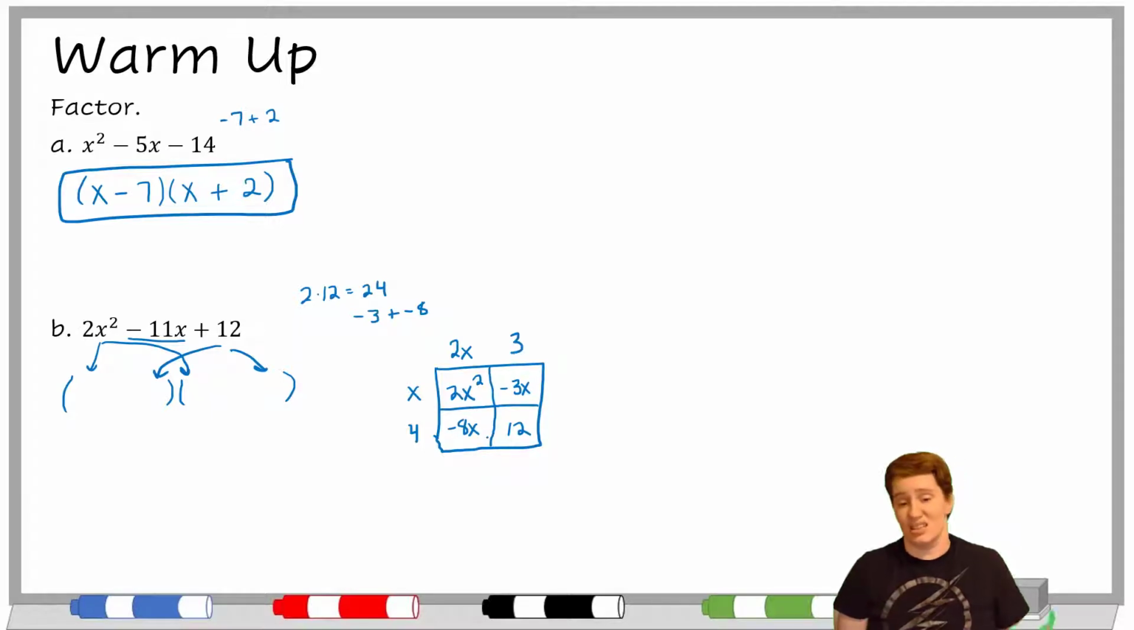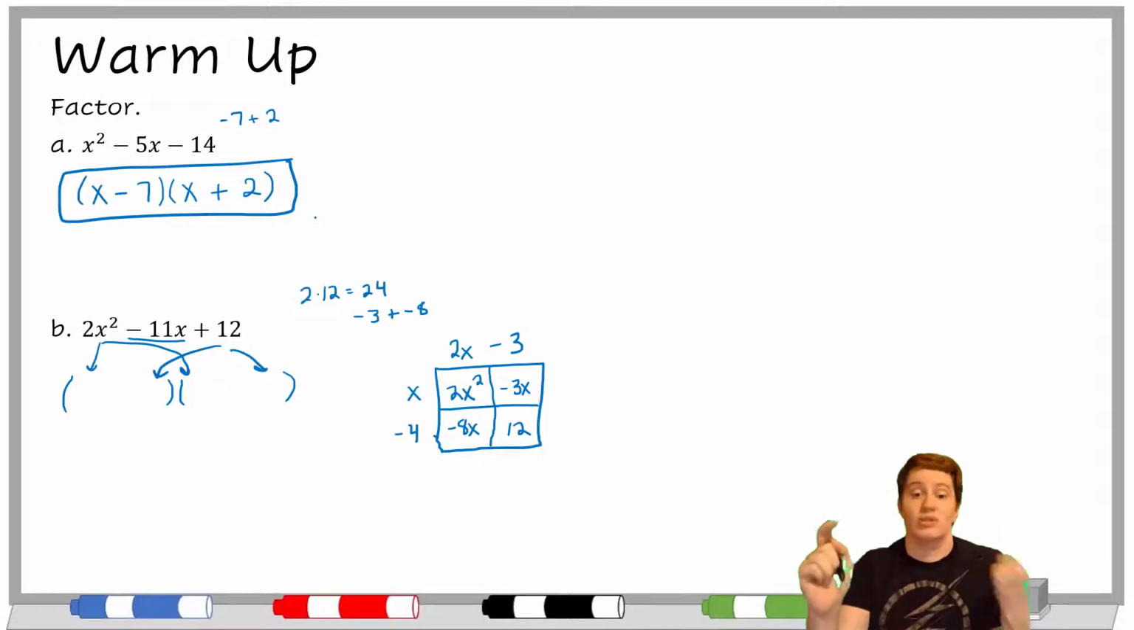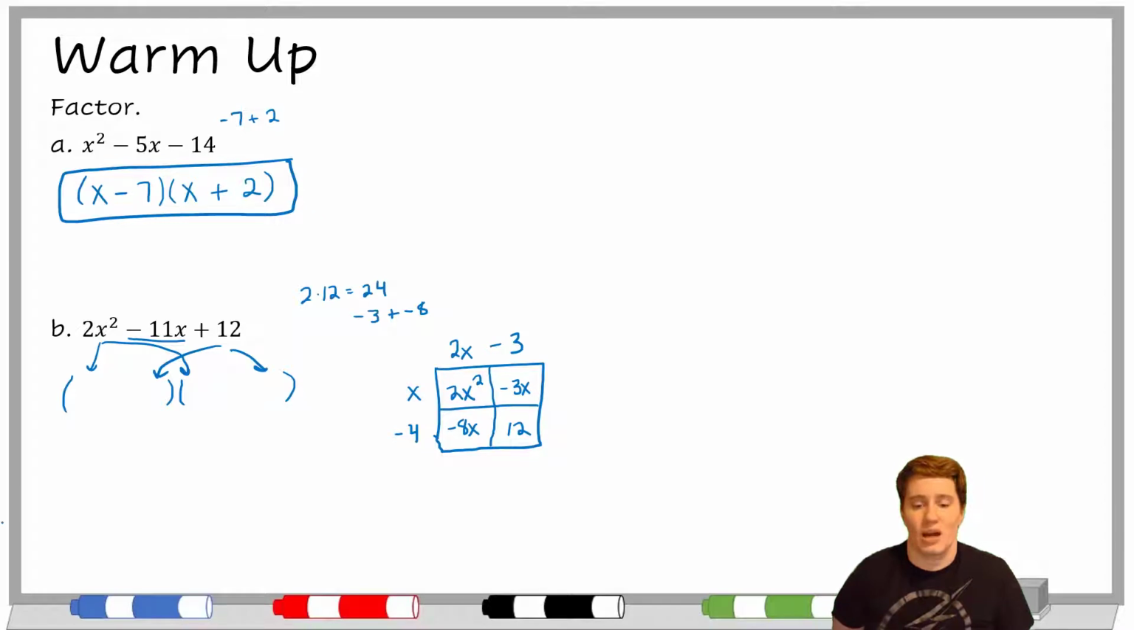But I have a sign issue here because these two negatives on our diagonal mean that actually both of these are going to need to be negative, because that's how we're going to end up multiplying to get the signs we need. Like that 2x times negative 4 gives us negative 8x, and negative 3 times negative 4 gives us 12, and negative 3 times x gives us negative 3x. That's how that is supposed to work. So our two parentheses are 2x minus 3 and x minus 4.